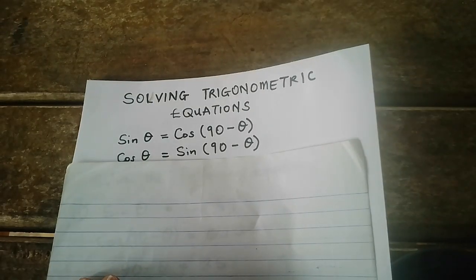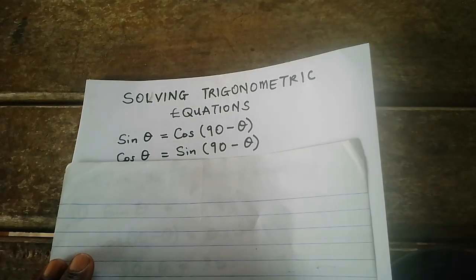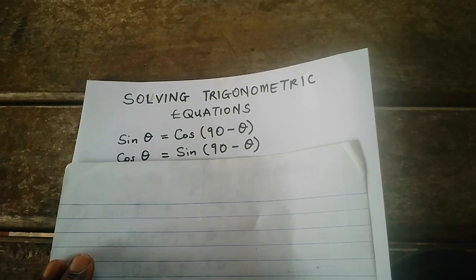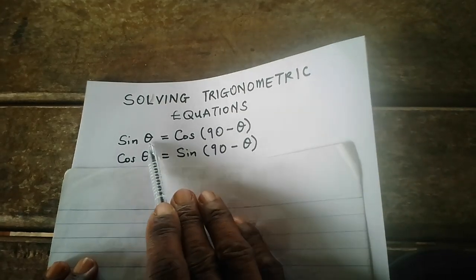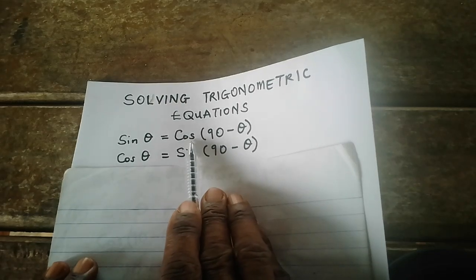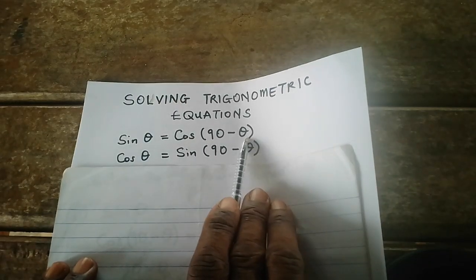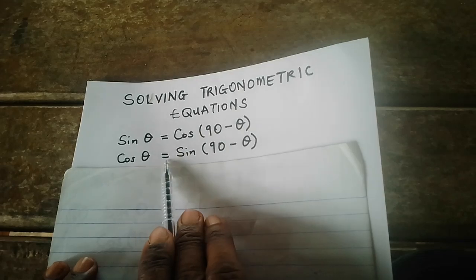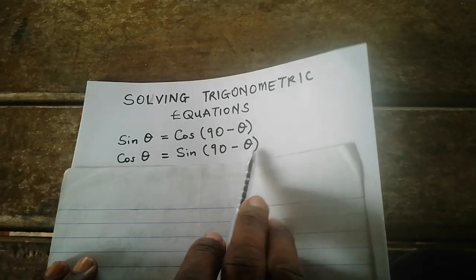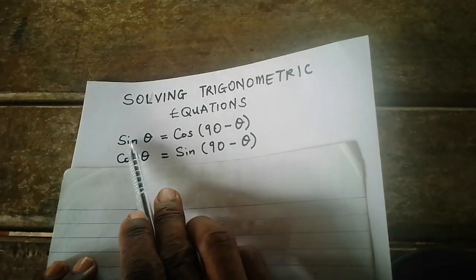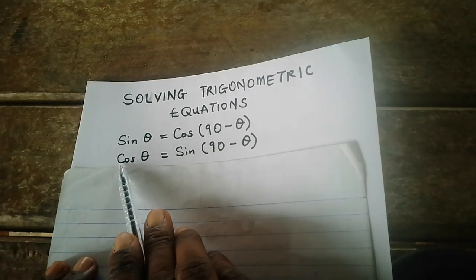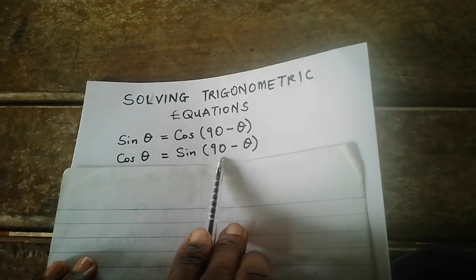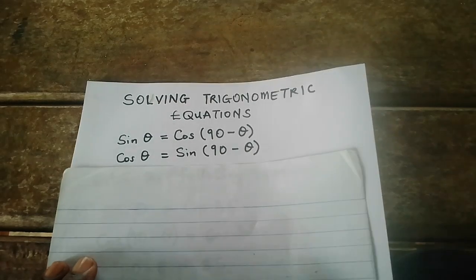Students, today we want to see how we can solve trigonometric equations. Now, sine theta is the same thing as cos 90 minus theta, and cos theta is the same thing as sine 90 minus theta. So where you see sine theta, you can put cos 90 minus theta, and where you see cos theta, you can put sine 90 minus theta. So they are trigonometric identities.